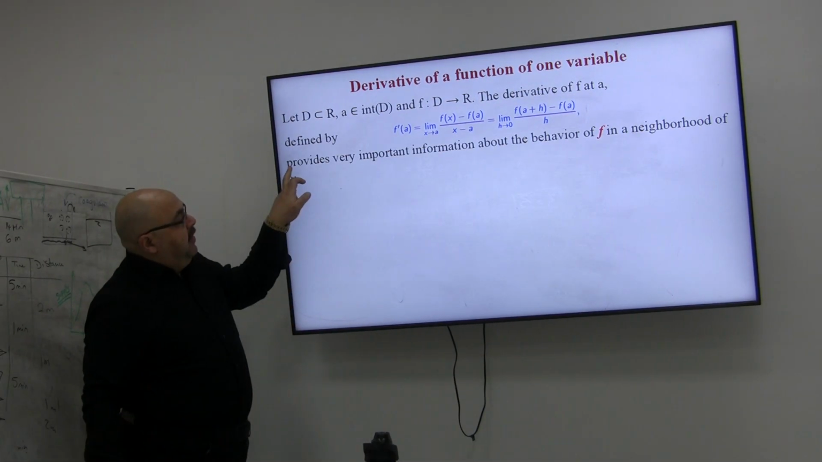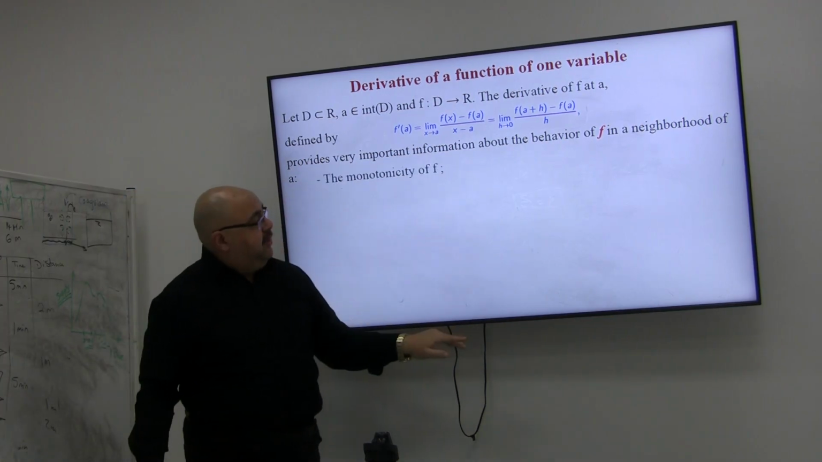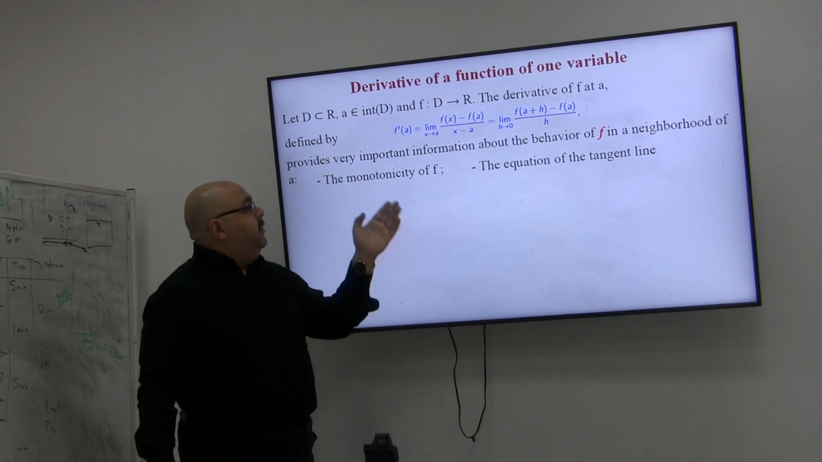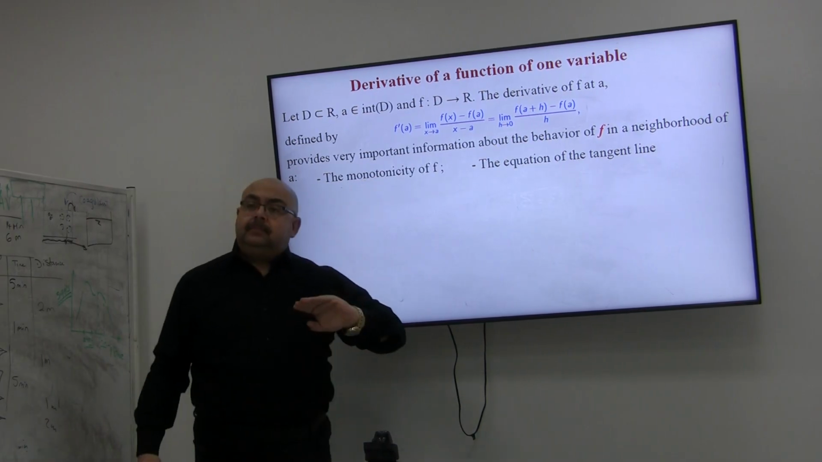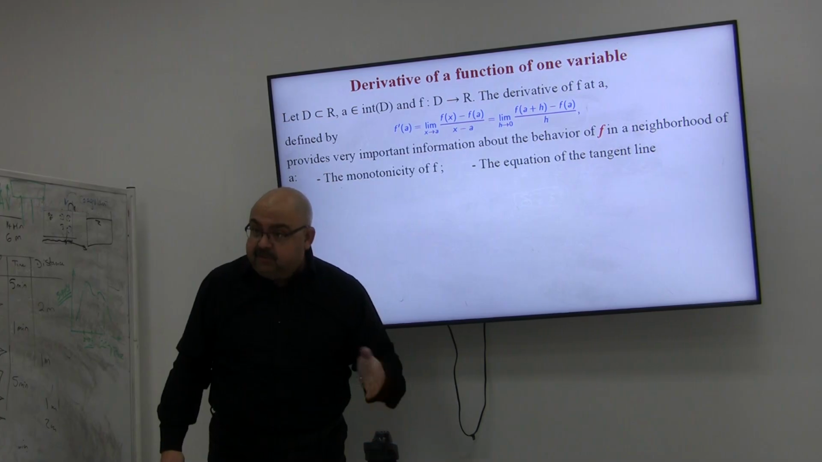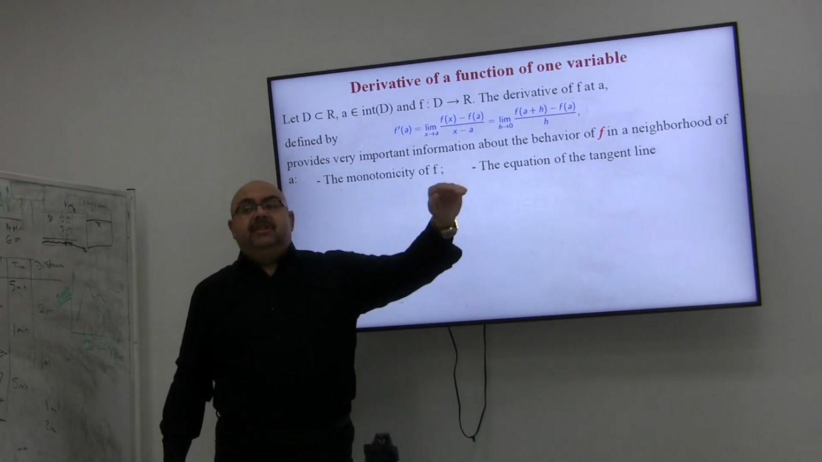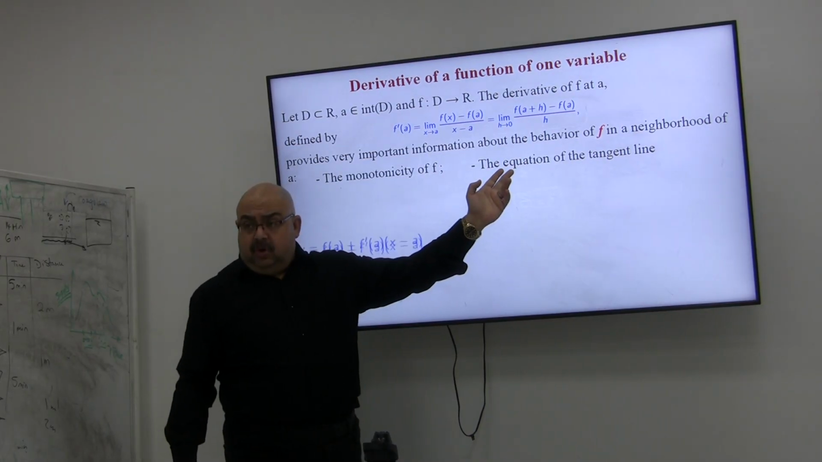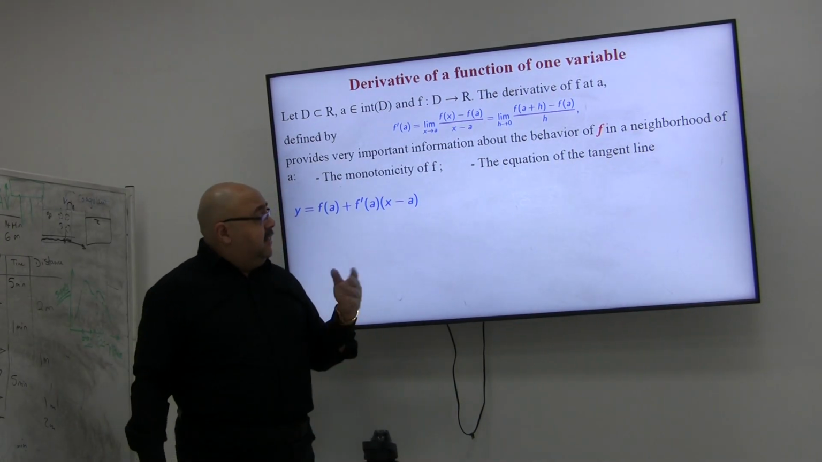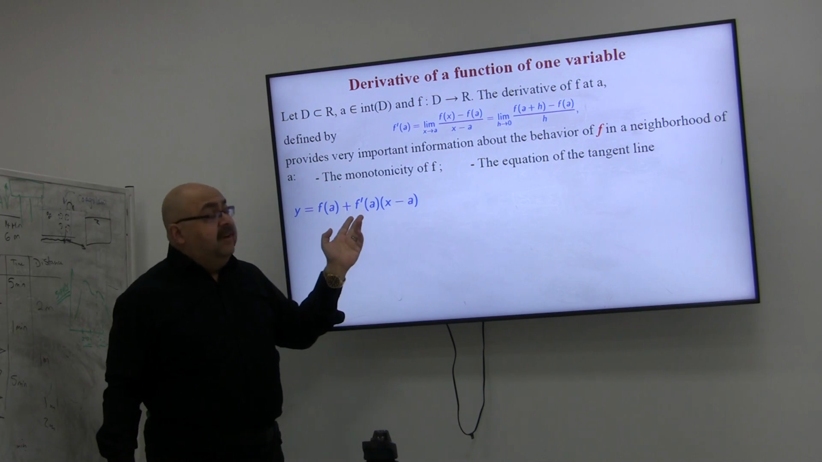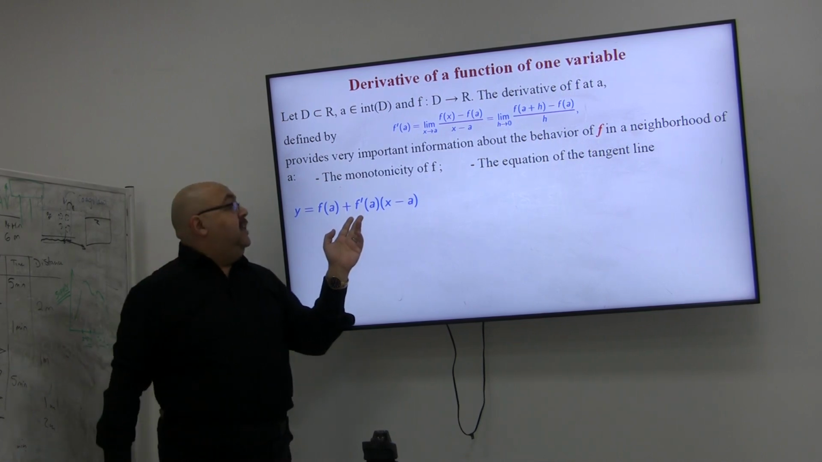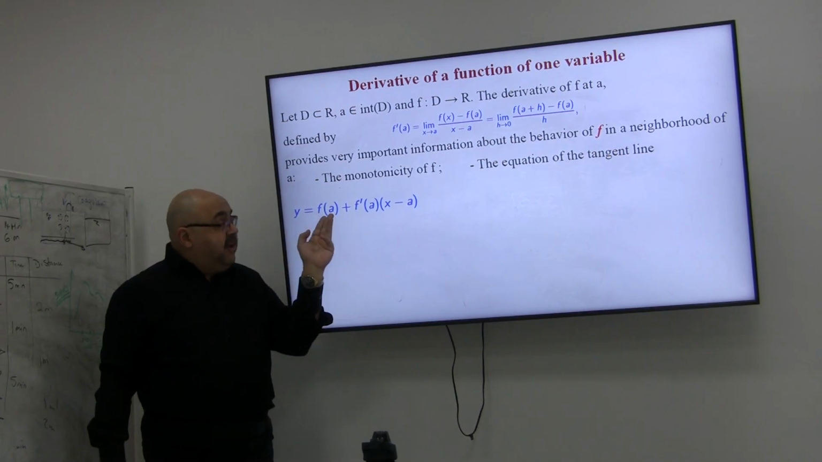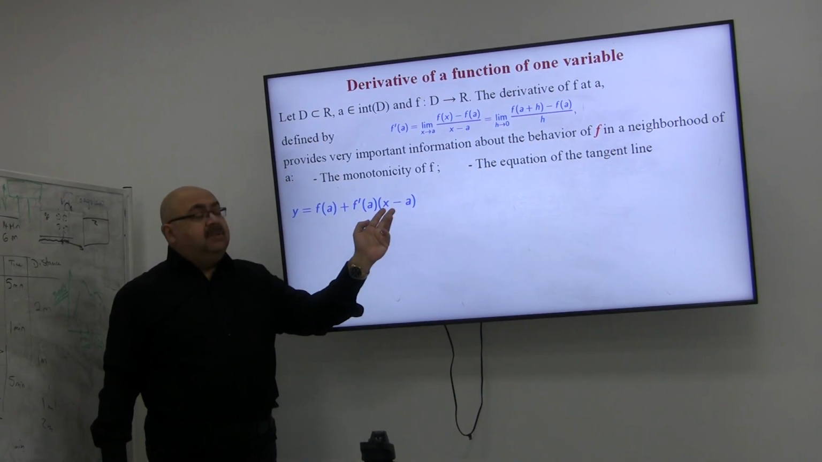Once more, it provides important information about the behavior of f in the neighborhood of a certain point. It will help you know the monotonicity of f, which means the derivative will help you know if the function is increasing or decreasing. It will also help you find the equation of a tangent line at any point. Those are the main uses of the derivative. The tangent line at any point is equal to f of a plus f dash of a times x minus a.